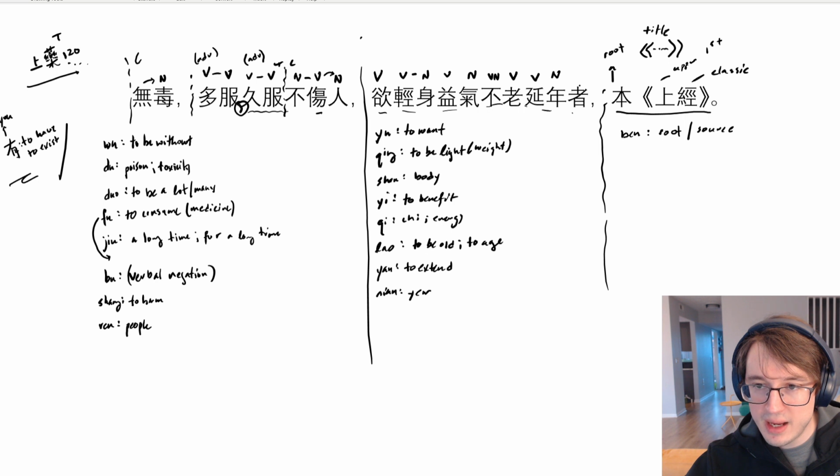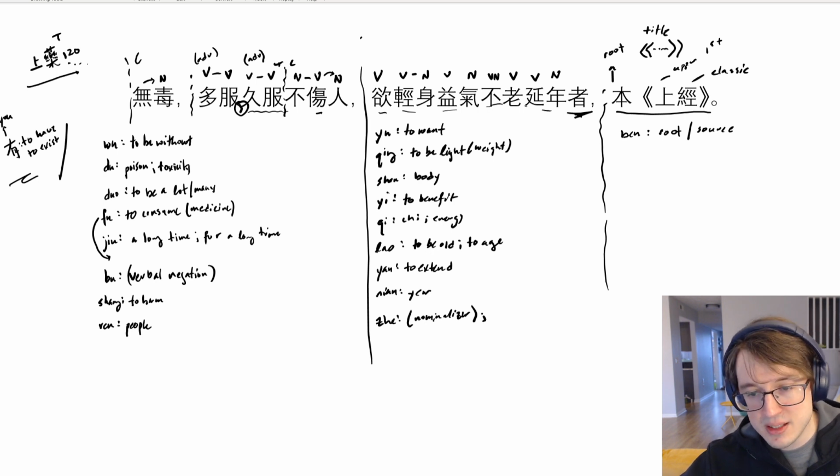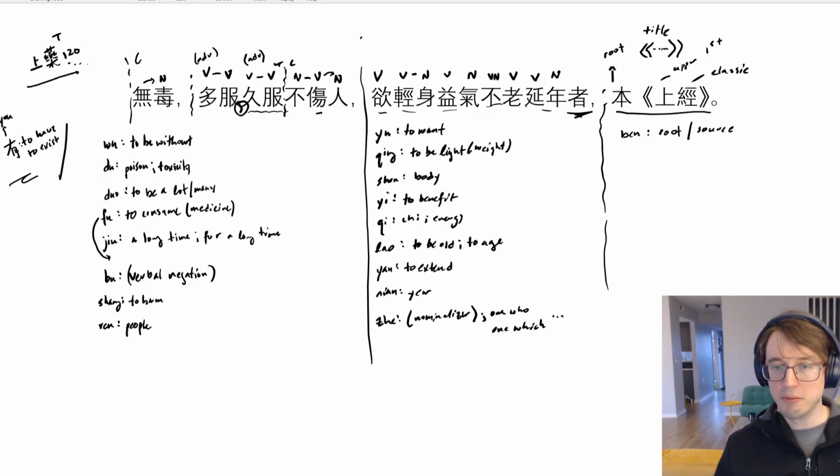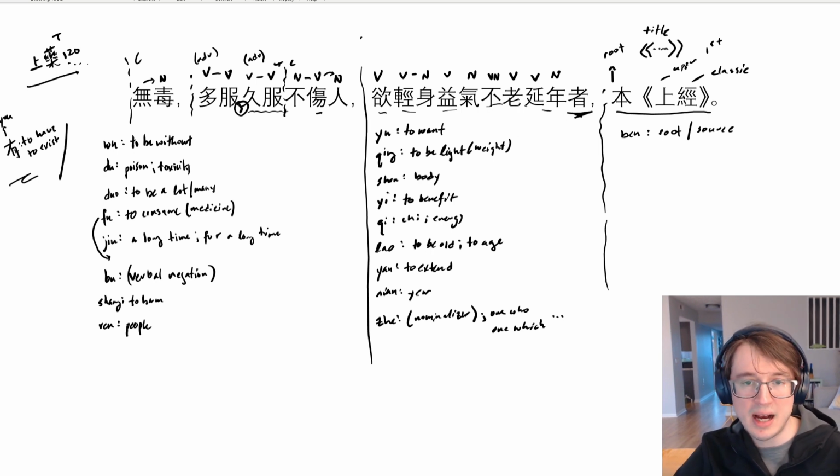Then here we have a noun, nian, year. And then over here we have a grammar word. This guy right here is zhe. I'll put in parentheses nominalizer. It makes things into a noun, but oftentimes we translate it as one who or one which does something, dot dot dot. Okay, we'll explain that as we connect all these different characters. But okay, so we already got to lighten the body. Here we have to benefit qi, another verb object kind of situation here.